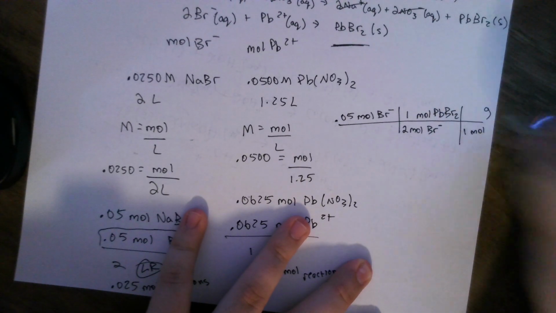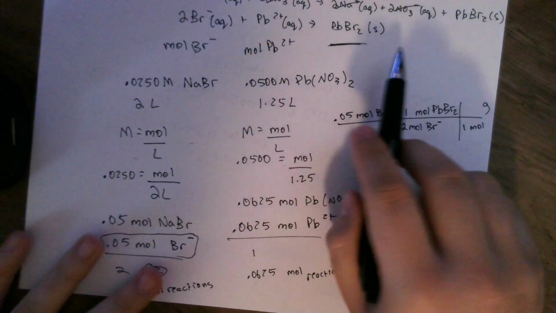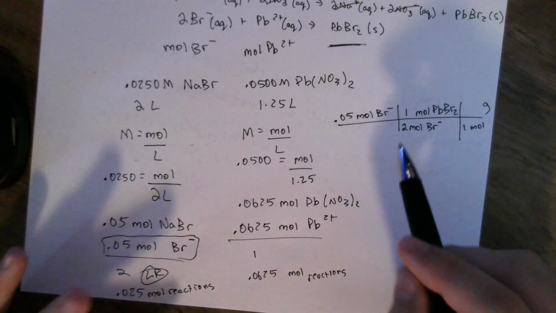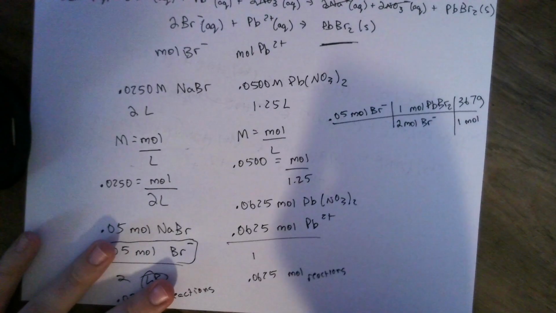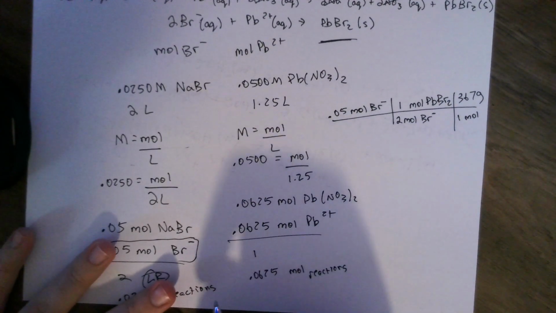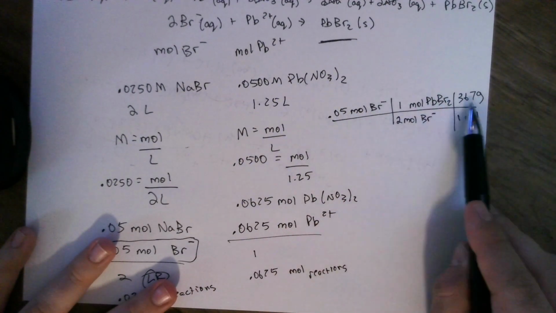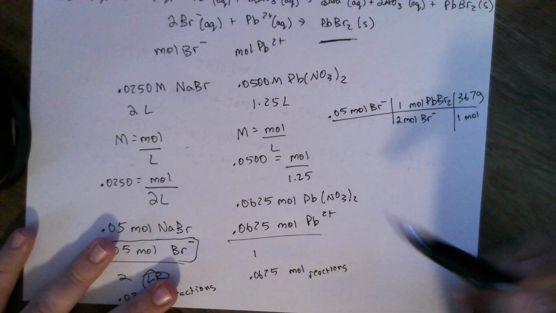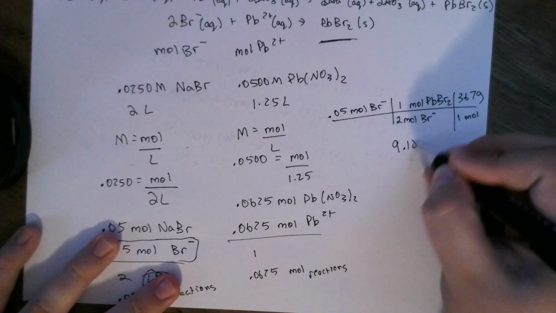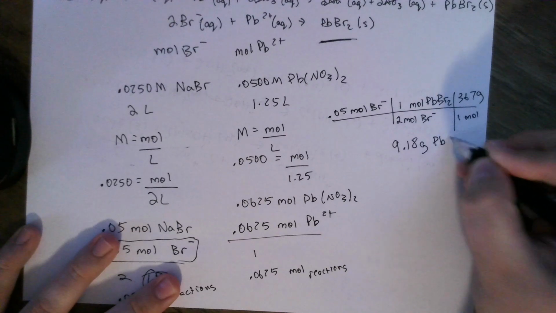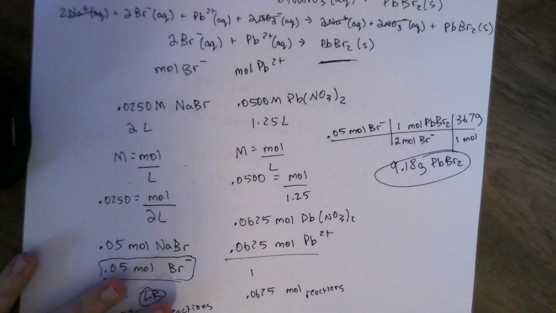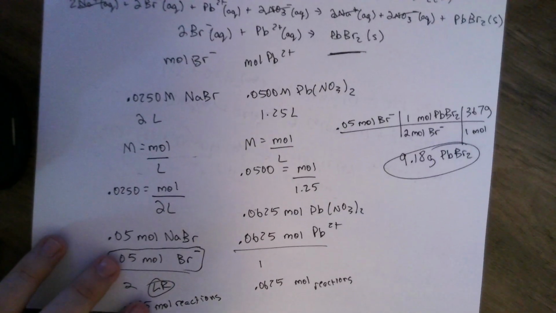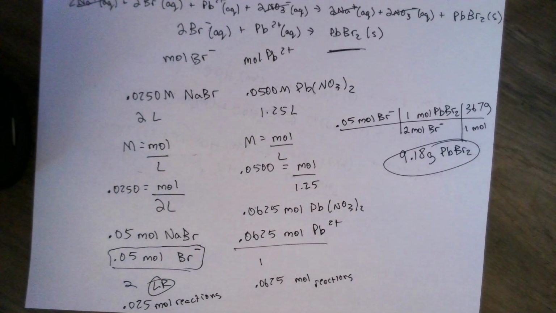I need to find how many grams that is. So I'm going to go to the periodic table, add Pb and Br2. It's really big, 367. Now if I multiply 0.05 times 367, divide by 2, I get an answer. That's my answer. Ton of work. That's solution stoichiometry.